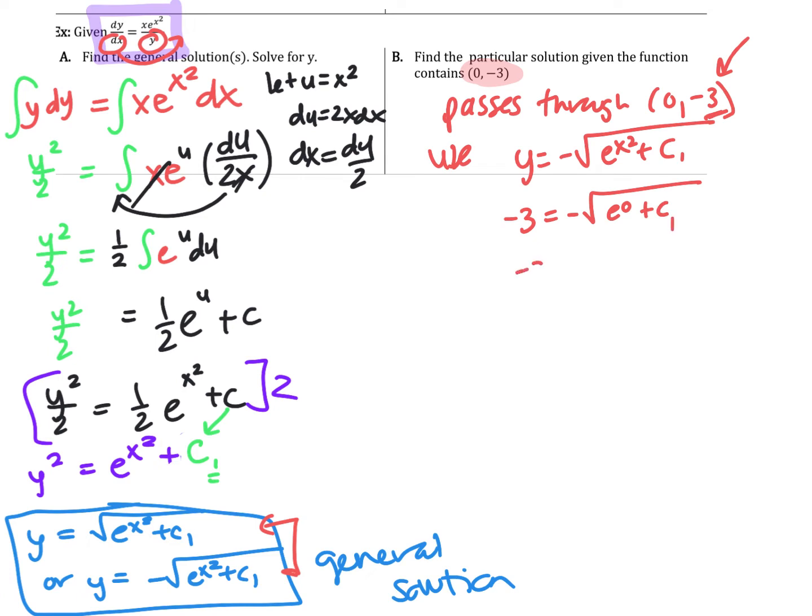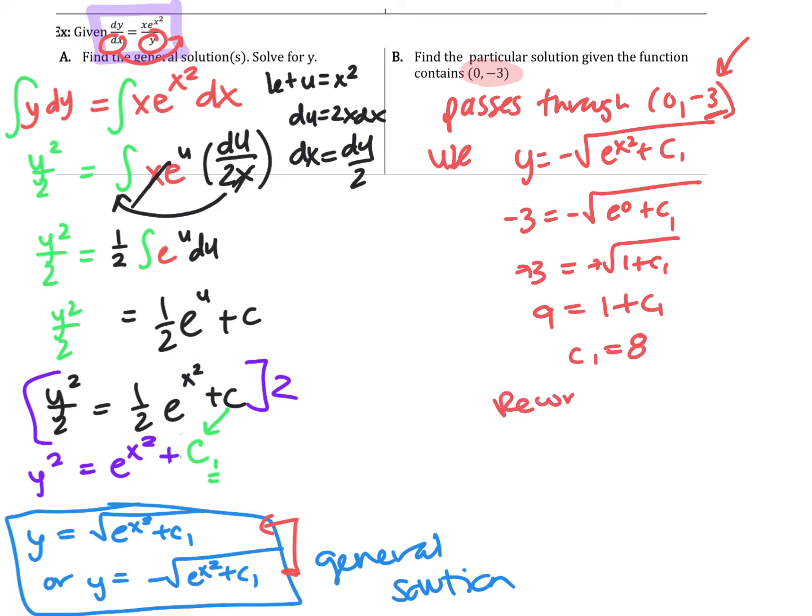E to the power of 0 is 1. So I'm going to get 1 plus c sub 1. I'm going to divide that negative out, so these can both just be positive. And then I'm going to square both sides to get rid of the square root. So 9 equals 1 plus c1, which means that c1 is 8.